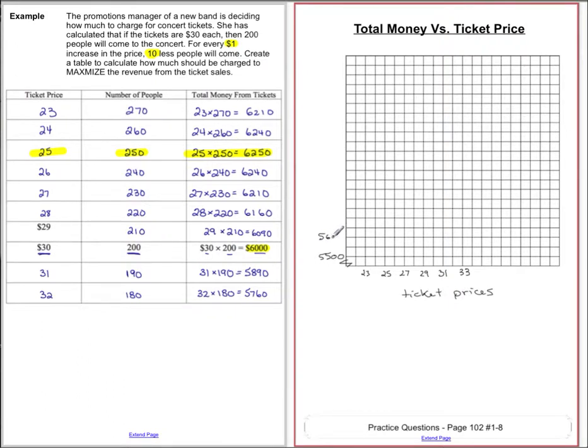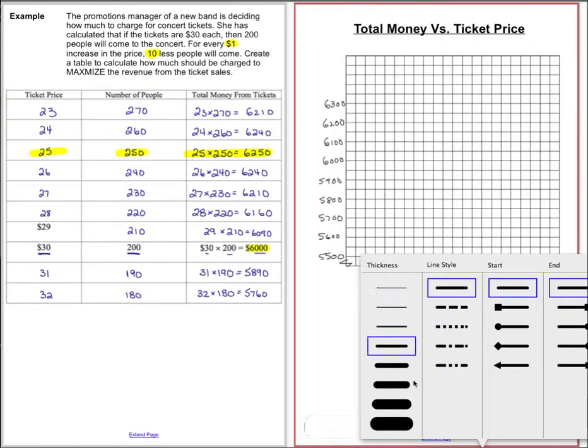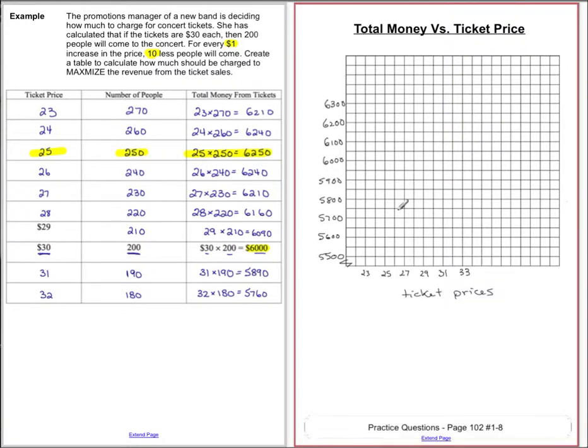So 5,600. The next one, 5,700, 5,800, 5,900, 6,000, 6,100, 6,200, 6,300. Now I'm going to take and make my pen just a little thicker again so that we have some nice dots to put on here. And I'm going to put the first couple dots on and then I'm going to pause it again, and you should probably finish it off.